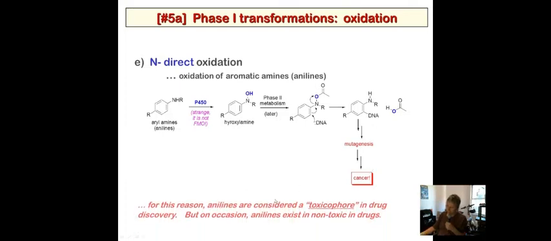For this reason, anilines are considered a toxicophore. So toxicophore means a part of the molecule that causes toxicity, or maybe mutagenesis, maybe cancer, maybe liver toxicity. So that's the word toxicophore. On occasion, anilines are found in non-toxic drugs, but often in drug discovery, when we see an aniline as a potential drug, you might be warned that it might have toxicity because it has that toxicophore.